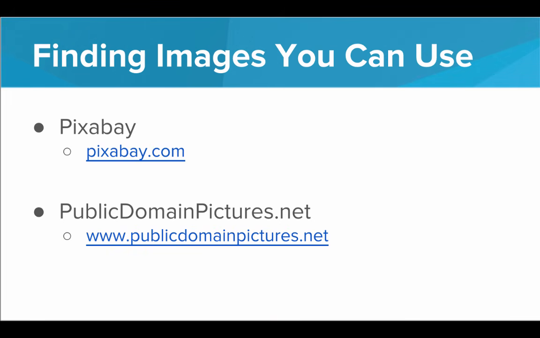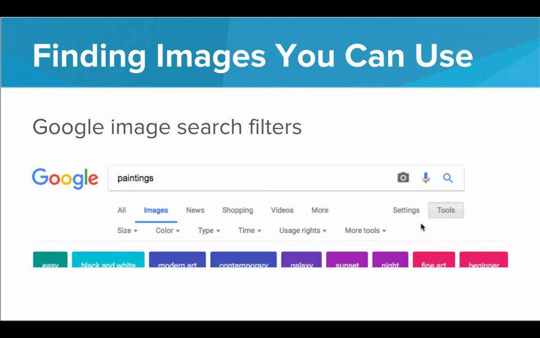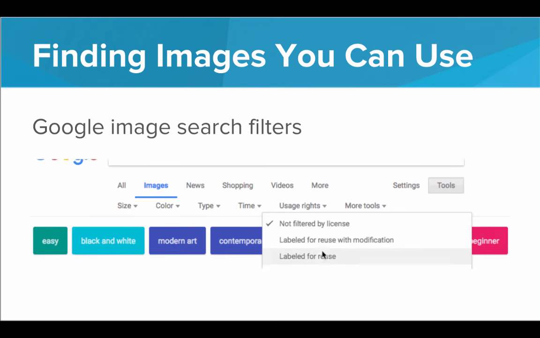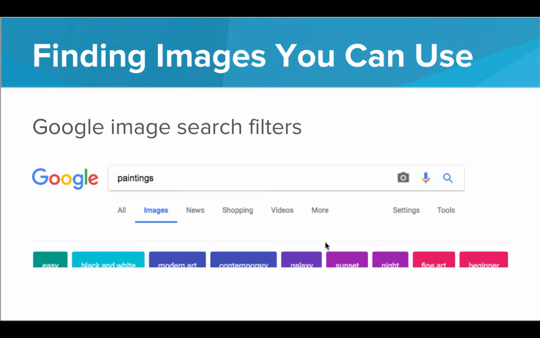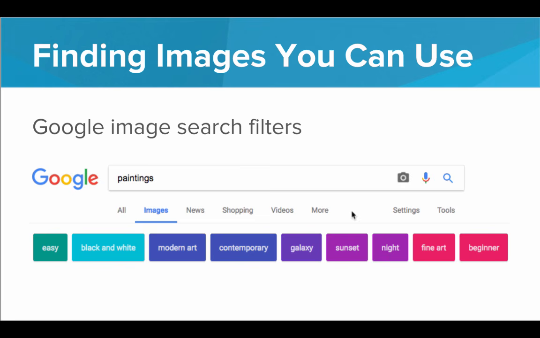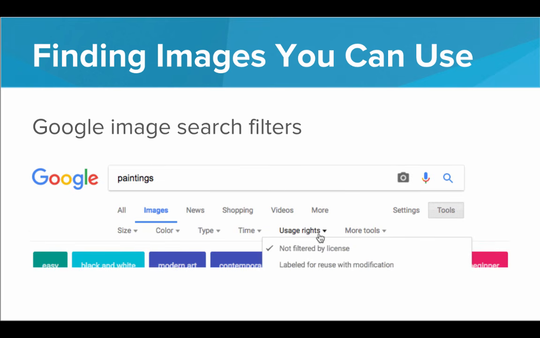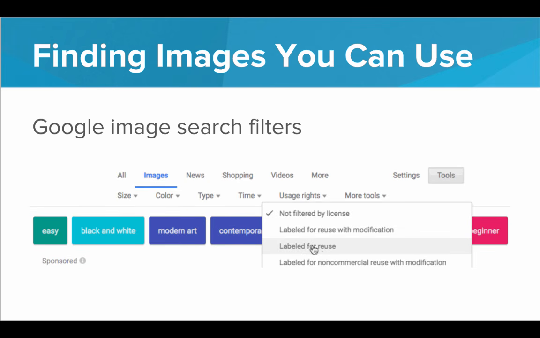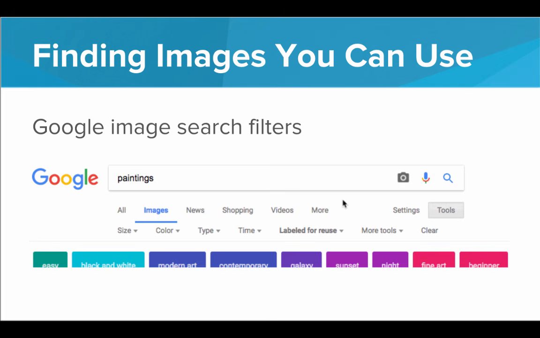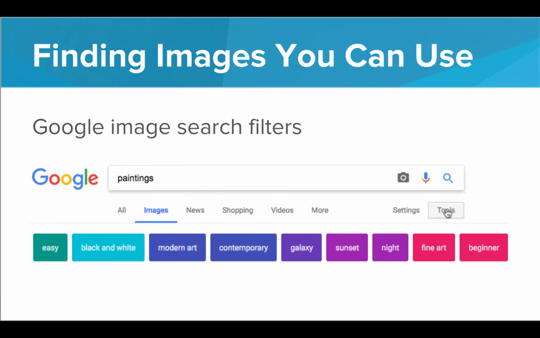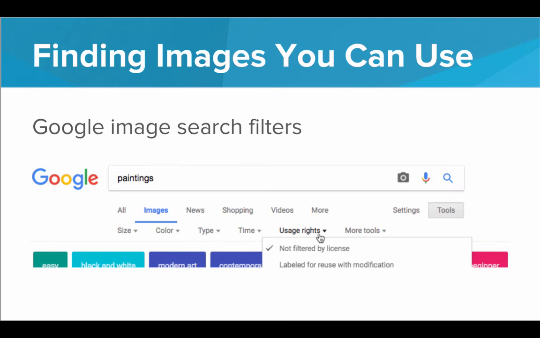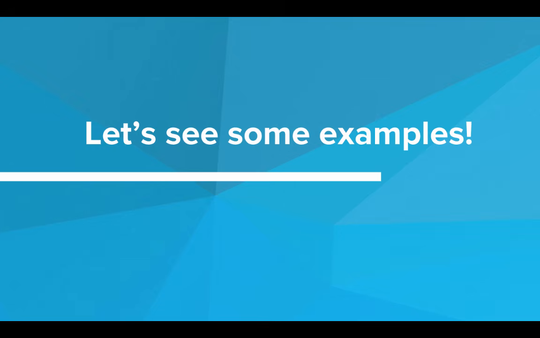So where can we find images in the public domain? Well, two great websites to find a lot of different images in the public domain are pixabay.com and publicdomainpictures.net. These will be important resources for us in this course. You can also search for images that have a particular type of copyright license by using the tools in the Google image search filters. If you're searching Google Images and you go to Tools and you go to Usage Rights, you can actually choose to only search for images that are labeled for reuse. That way you can be sure that the creator is allowing others to reuse their work, but you should still give them credit regardless. So let's see some examples of this in the editor.